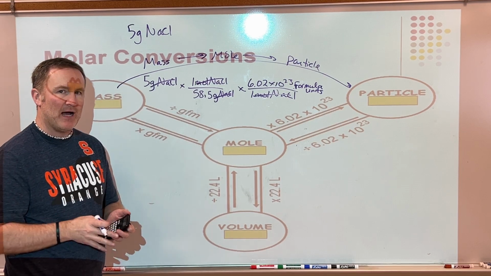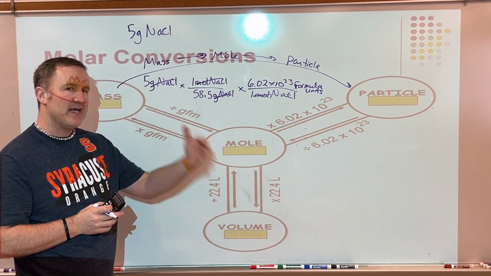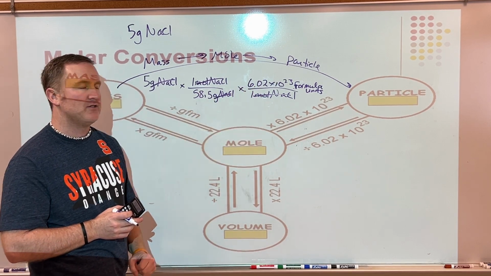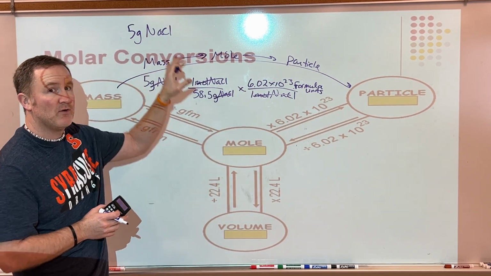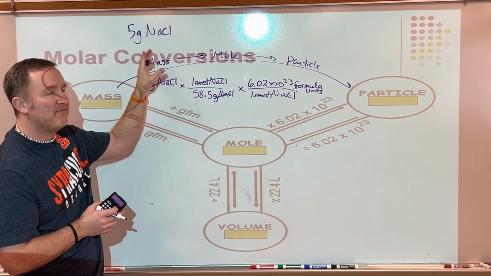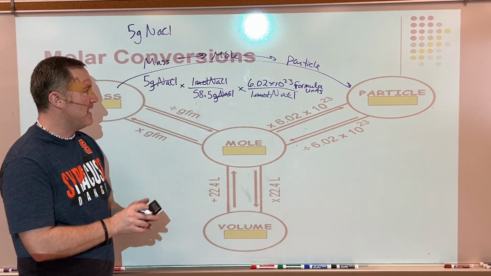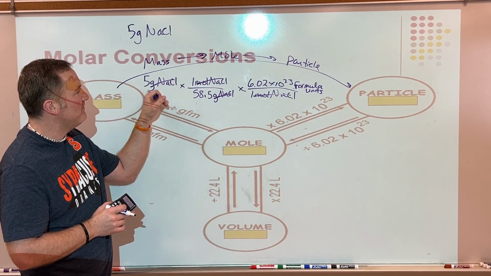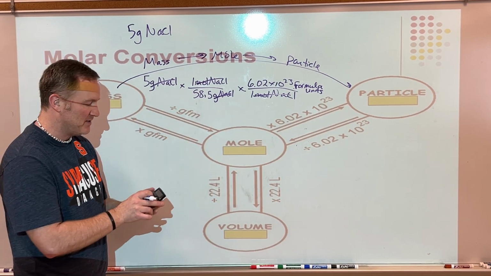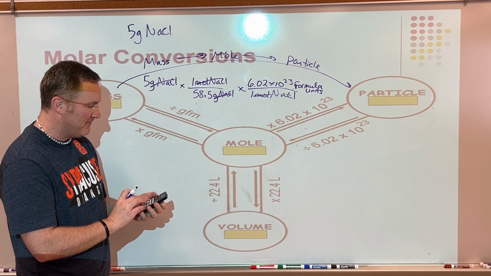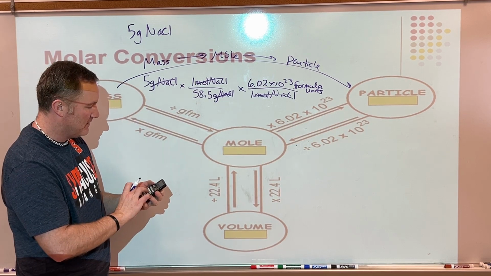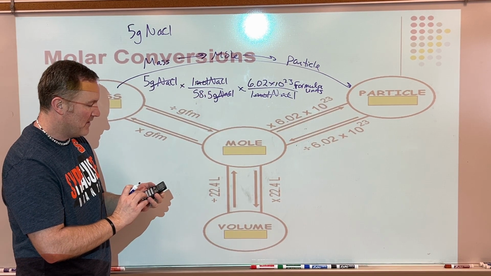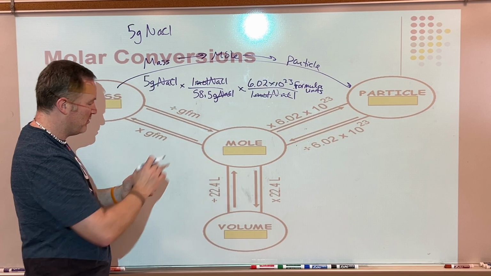Now, if you're looking at an answer before you even get the answer, I know a mole is 6.02 times 10 to the 23rd, and I know a mole is also 58.5 grams, but I only have 5 grams, so my number should be a lot less. At least 10 times less, because if we compare 5 to 58, I know I have about 1/10 of my material. So I'm going to multiply 5 by 6.02, and then divide it by 58.5.